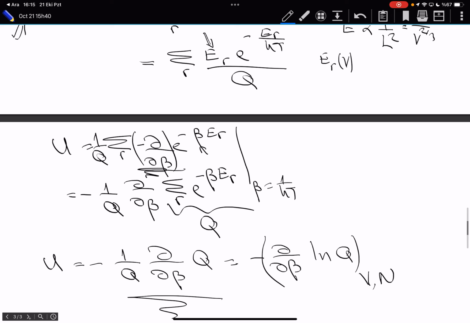So this derivative is already at constant volume, at constant number of particles. What is the derivative? You just change your argument slightly and look at how your function changes. So that derivative tells me that, okay, change beta slightly, but make sure that V and N do not change so that ER doesn't change. ER also depends on N.